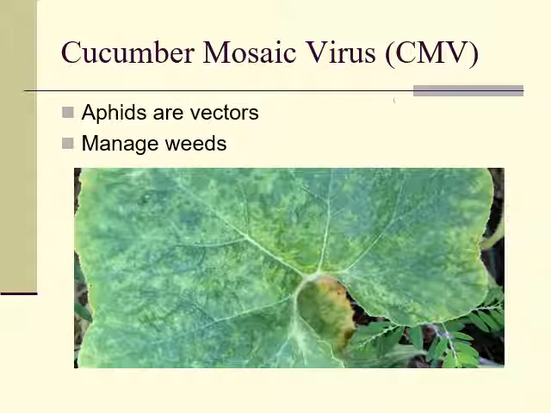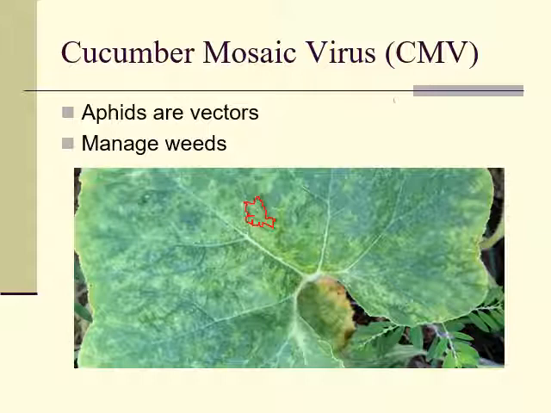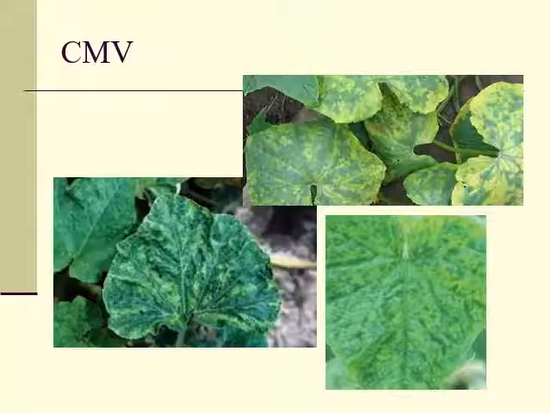But with the CMV, you want to look for this sort of light green mosaic. It says mosaic, but this is what it looks like: a convoluted structure of mottled light green, almost like a fractal. That is indicative of CMV virus. Some more pictures.